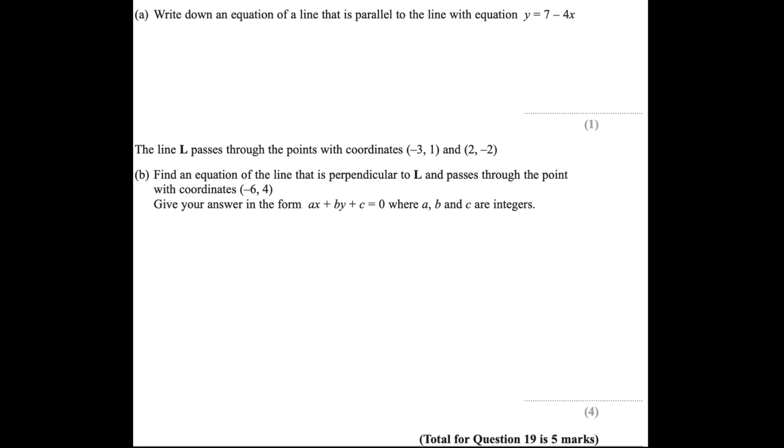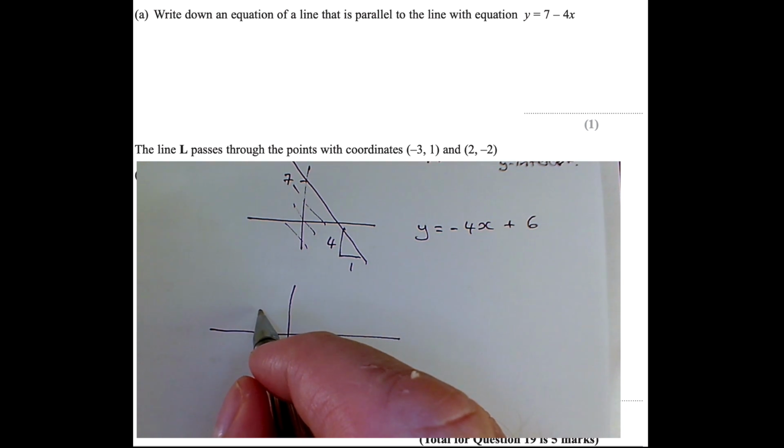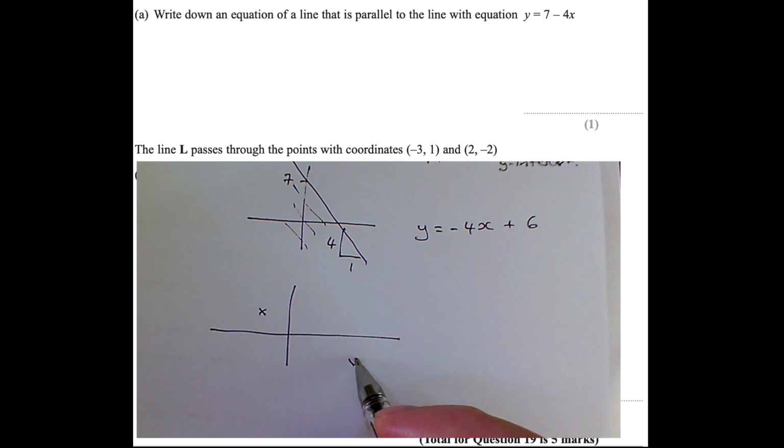Looking at the second part of this question, we've got to come up with the gradient that links these 2 points together, because then we can find the perpendicular gradient. So let's do that first. If I plot roughly where these points are, I don't have to be very exact, I can be very quick, rough and quick. So along minus 3 and up 1, along 2 and down minus 2.